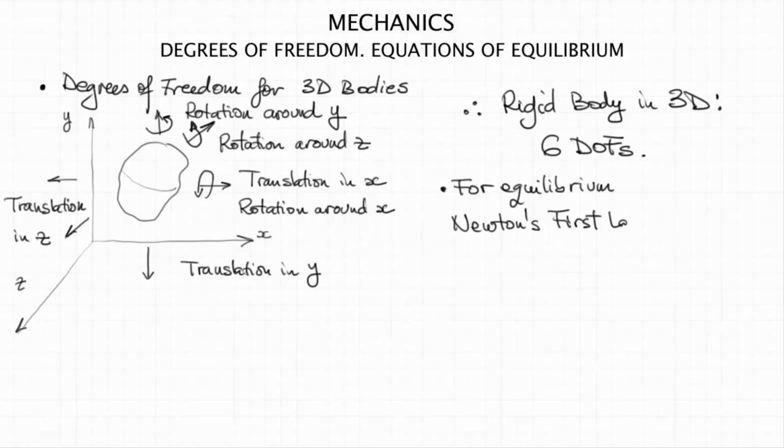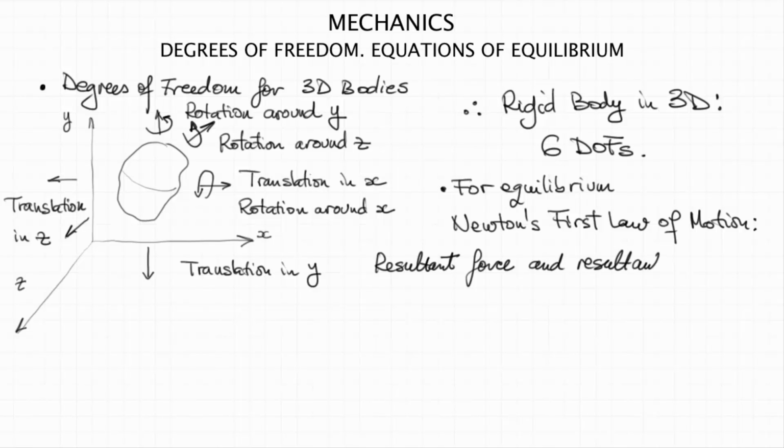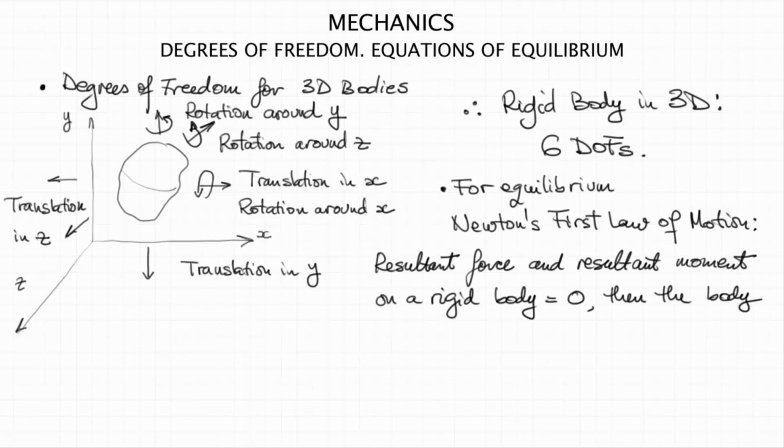Now remember that for equilibrium we have to satisfy Newton's first law of motion, which states in part that if the resultant force and the resultant moment acting on a rigid body, if both are 0, then the body will remain at rest if it was originally at rest. And that means that in this case, when again the resultant force and resultant moment acting on a rigid body are both 0, then the body will be in equilibrium.